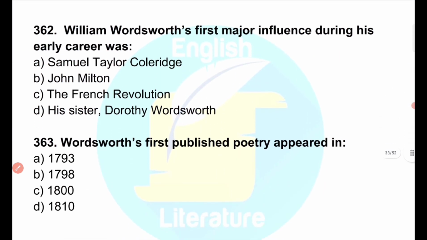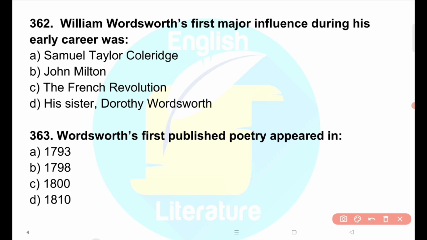William Wordsworth's first major influence during his early career was option C, the French Revolution. Wordsworth's early career was deeply shaped by the French Revolution. His experience in France from 1791 to 1792 inspired him to embrace radical political ideas, which were reflected in his early poetry, including Descriptive Sketches in 1793. However, he later became disillusioned with the revolution's violent turn.